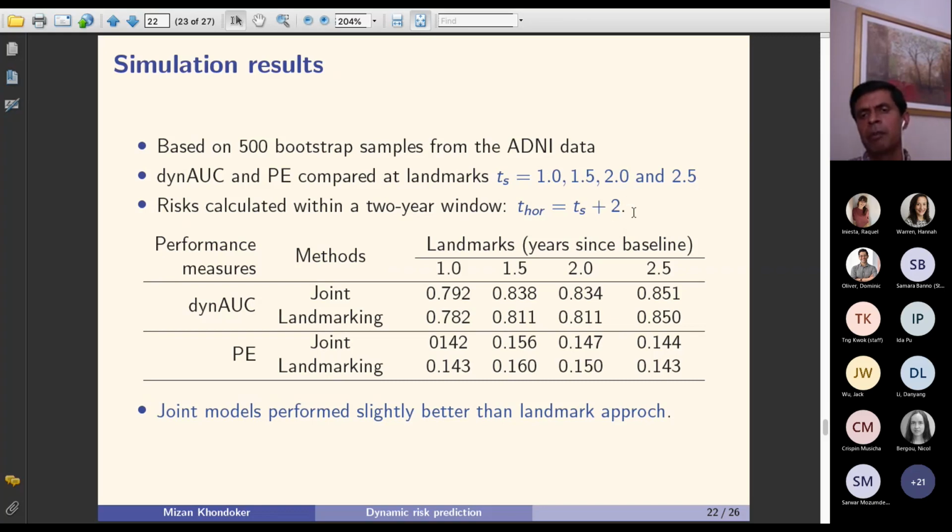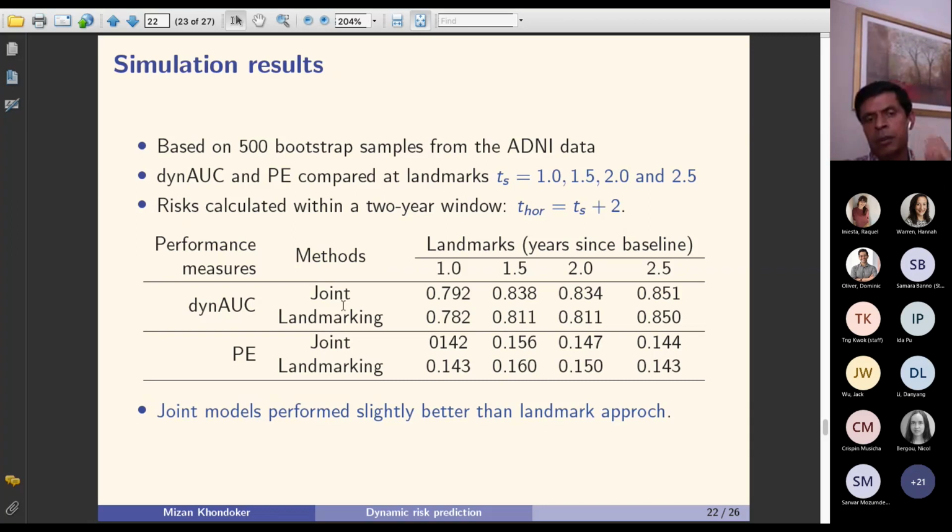And I have considered a time horizon of 2 years because this is a small data set with over 9-year duration. So it is not possible to calculate, say, a 5-year time horizon. For this particular data set, I have considered a small time horizon. The prediction window is 2 years.